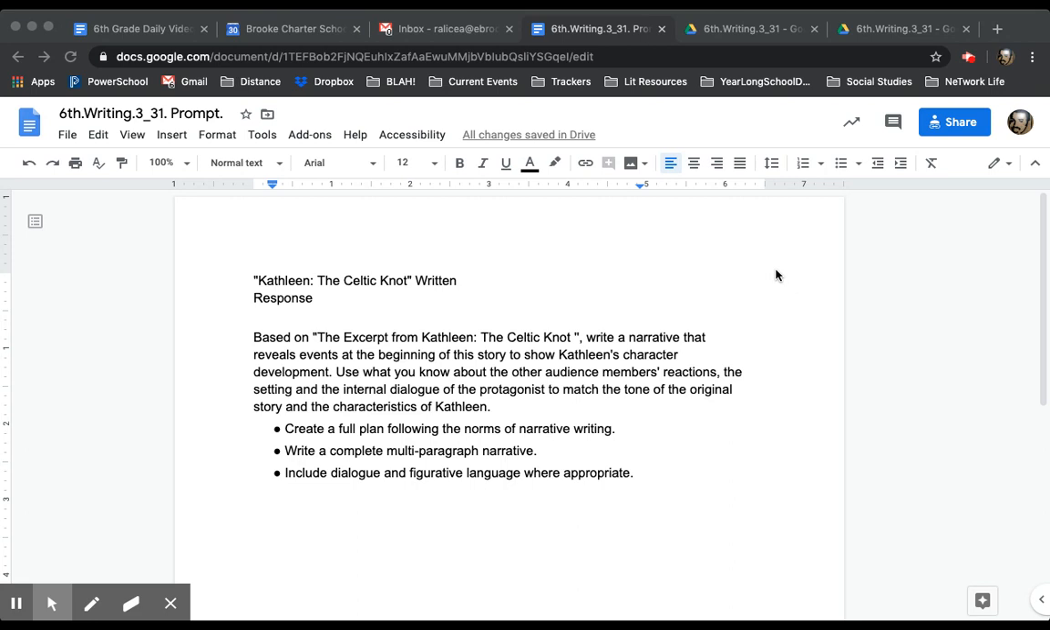The only difference is that when we have our understanding of who that character is, the tone, the setting, and all those things, we use what we have identified to write a new scene for the start of the story as opposed to the end.